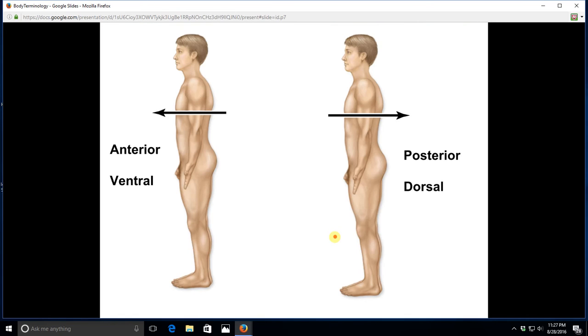All right. Again, anterior, ventral, towards the front. Posterior, dorsal, towards the back. Notice the palms are anterior. Now, no matter which way you turn your hand, your palm is always anterior. Your back is always posterior. All right? These terms are absolute, so don't forget that.